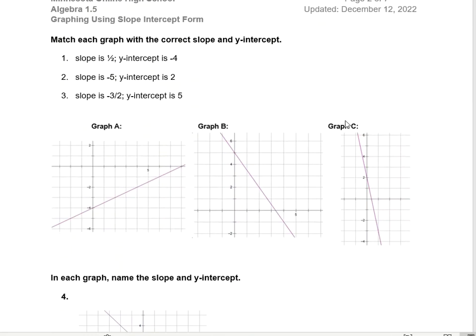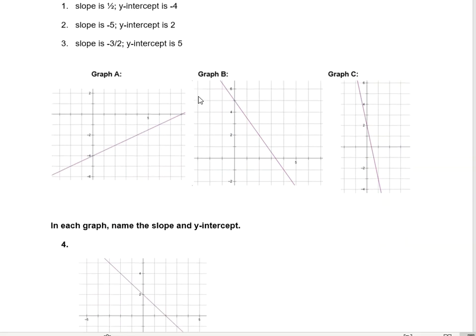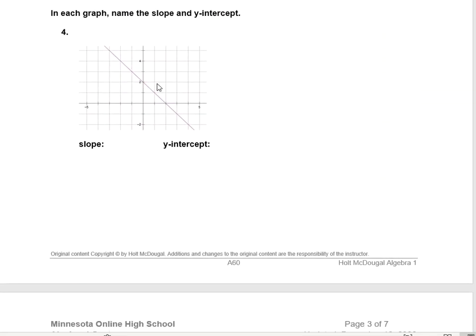Instead of drawing your own, because you saw that was a bit of a challenge, you are going to match the 3 lines that are already graphed with their correct slope and y-intercept. So you will be matching these 3 with these 3. You'll be answering A, B, or C for each of these. Then there's some where you just have to name the slope and the y-intercept.